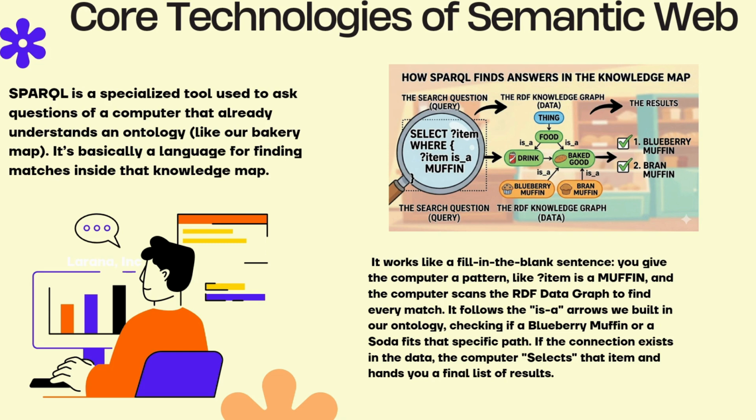So what makes SPARQL really different from a regular keyword search is this. It doesn't look for matching words. It looks for matching relationships. So even if a document never uses the word muffin, if the data graph connects it correctly, SPARQL will still find it.